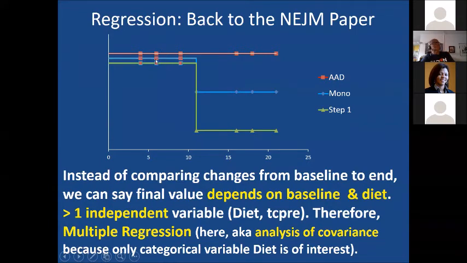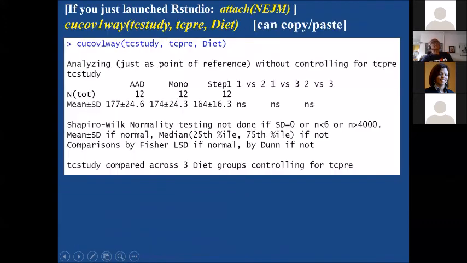The change on AAD versus the change on mono versus the change on step one. But suppose instead we just look at the final value and control for the starting value. It's slightly different from looking at the changes. This is similar to what that pain study from Canada did. They were looking at the pain score, controlling for gestational age. So here, we're going to be studying the final TC study, controlling for the starting value.